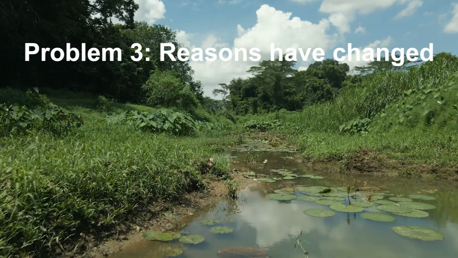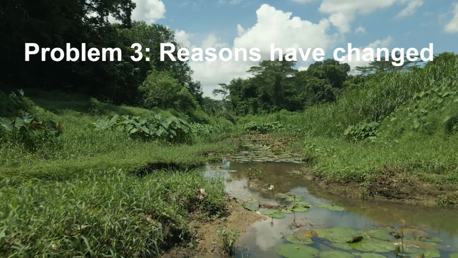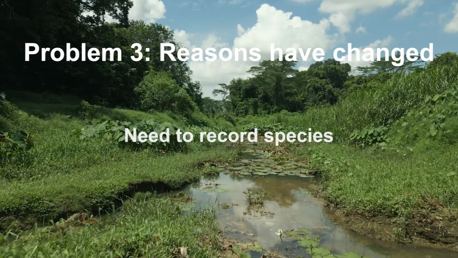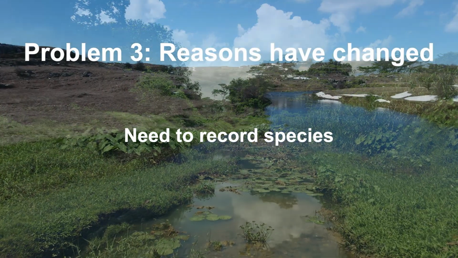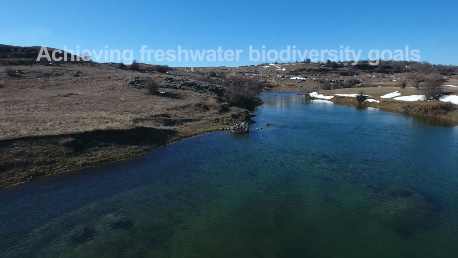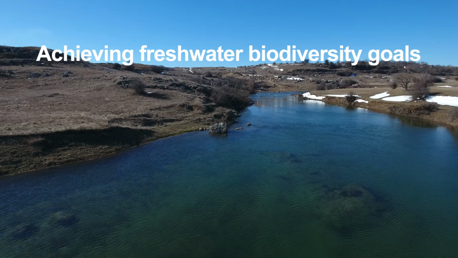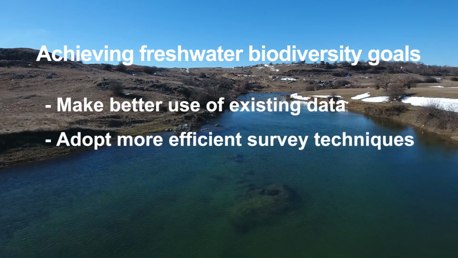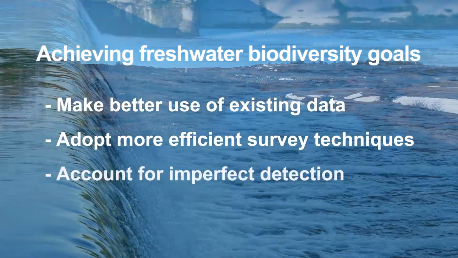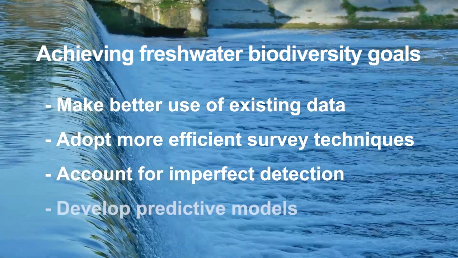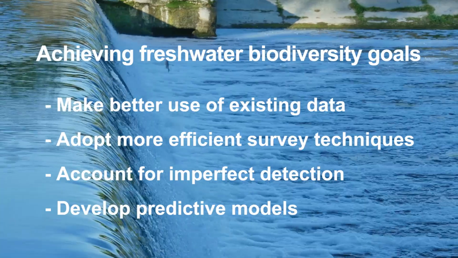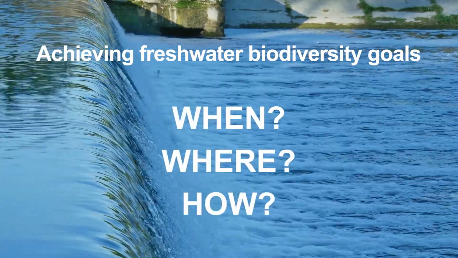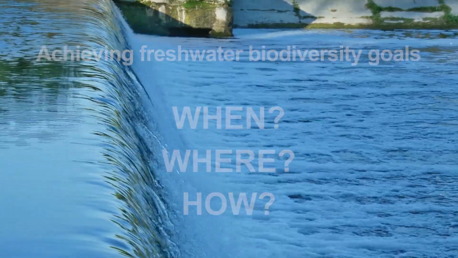However, there are now legally binding targets to halt and reverse the loss of species. We therefore need to record which particular species each organism belongs to. If we are to achieve freshwater biodiversity goals, we need to make much better use of existing data, adopt new, more efficient survey techniques, account for imperfect species detection, and develop predictive machine learning models to help us decide when, where, and how to intervene to protect and restore species populations.